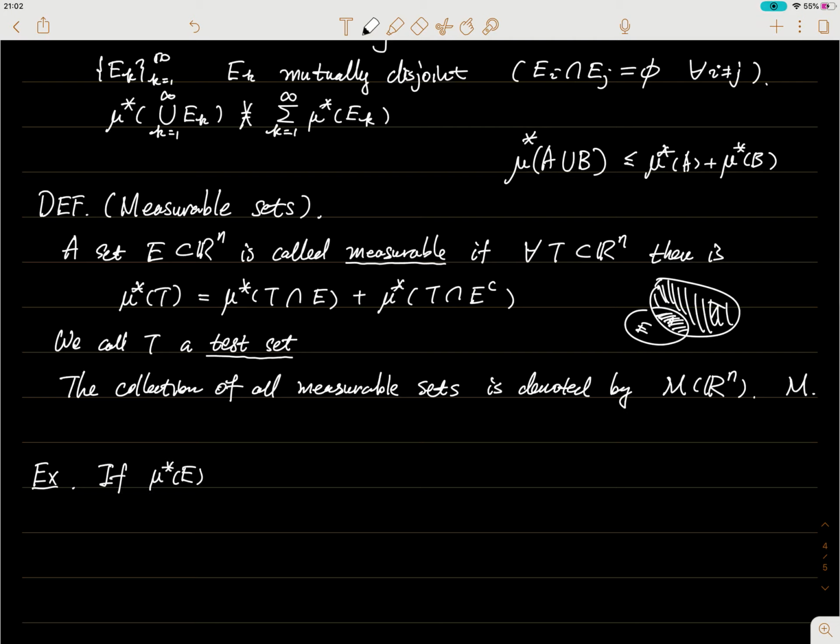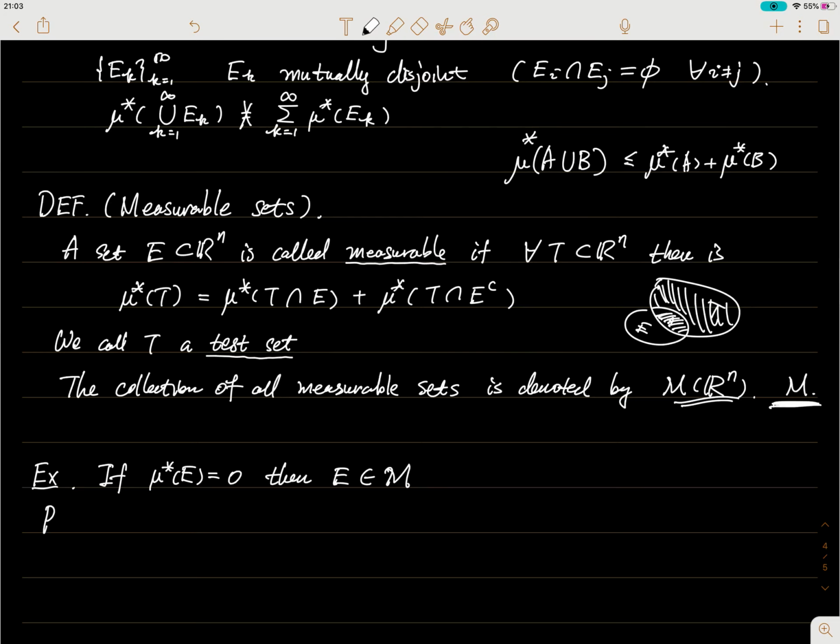If the outer measure of a set E is 0, then E is measurable. So in other words, we can just write it in this way. As we said, this is a shortcut for this. Since we're always considering a generic n-dimensional Euclidean space, we just need to write this M here. This means the collection of all the measurable sets in Rn.